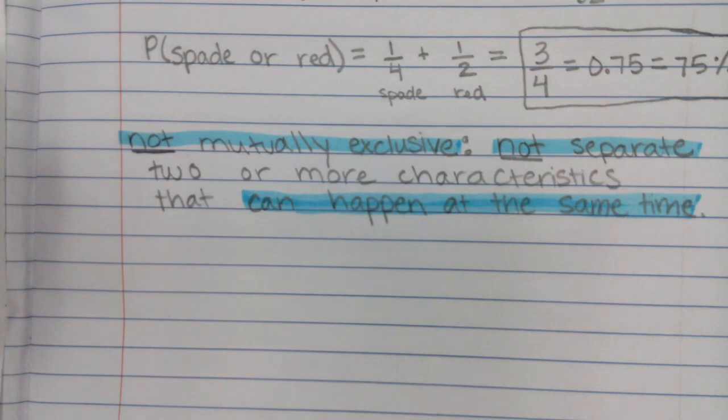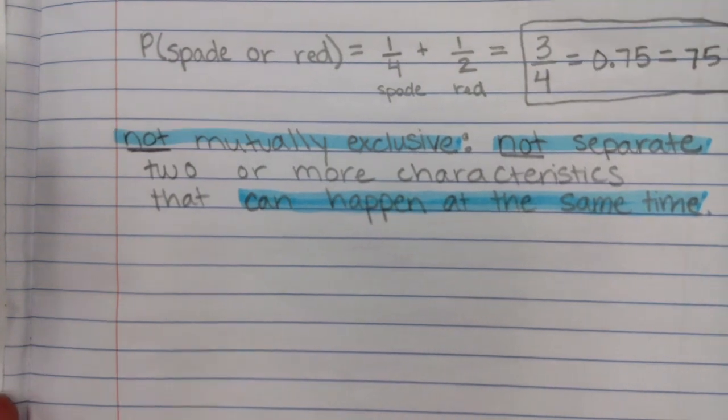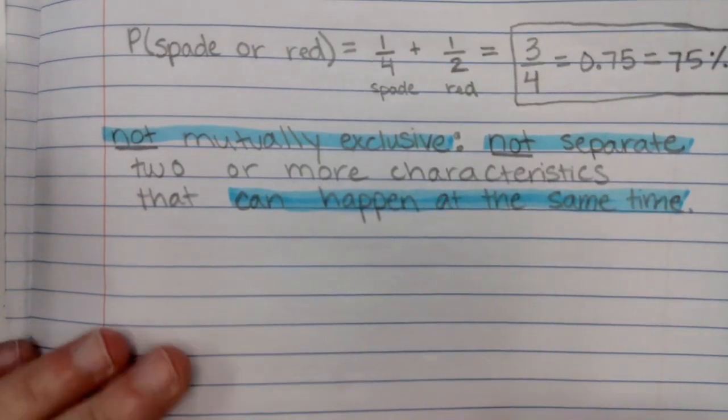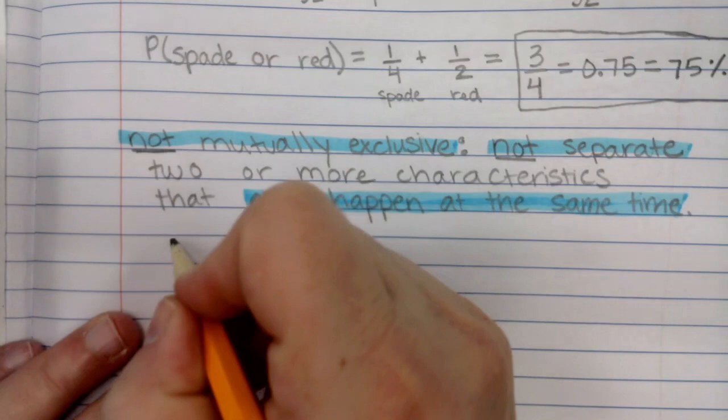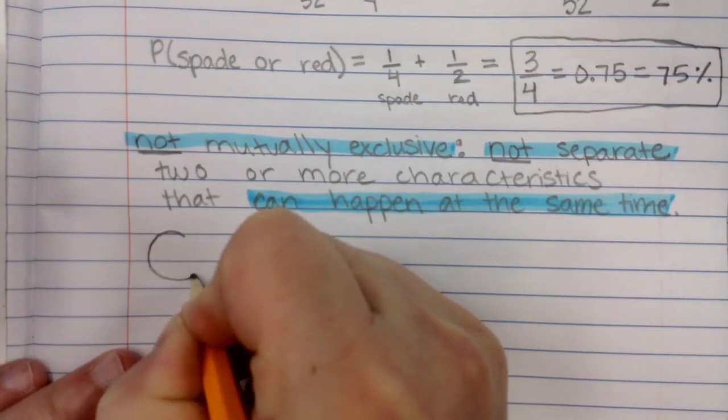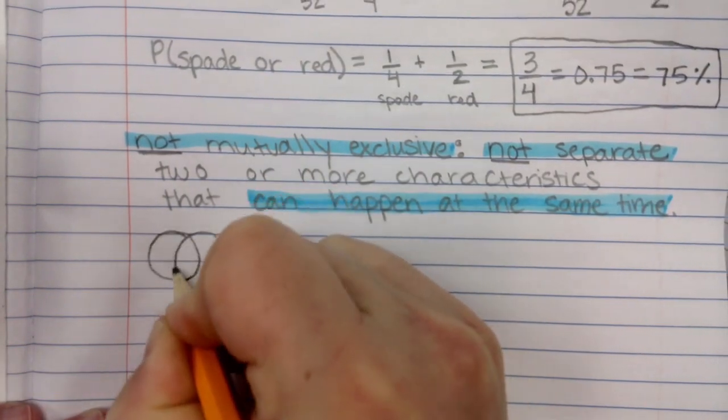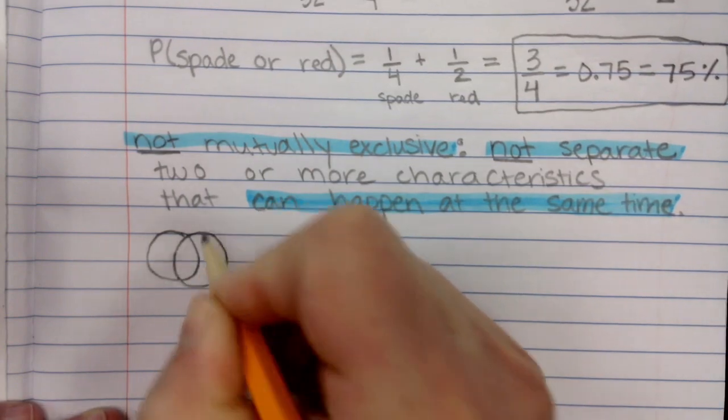So if we think about that as our Venn diagram, some of you said it in our warm-up, where does the both happen in a Venn diagram? In the middle. So we're talking about this part, this overlap, where it can be both things. It works for both. And that's our not mutually exclusive.